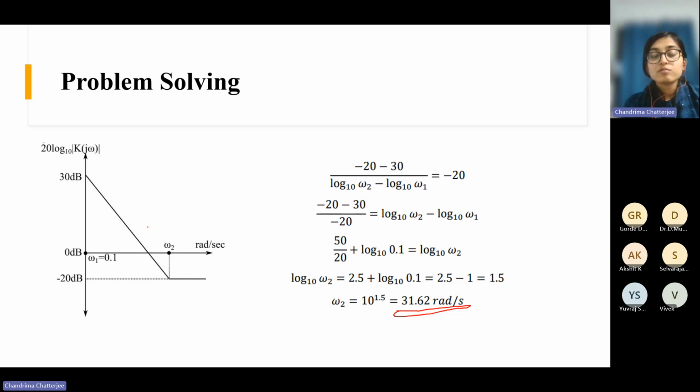And while calculating, you should note that these omega values, you will have to have in log scale. Okay. So they are in log scale. You understand? Then only you can put this equation. They are not like omega 2 minus omega 1 simply. They are log 10 omega 2 minus log 10 omega 1.